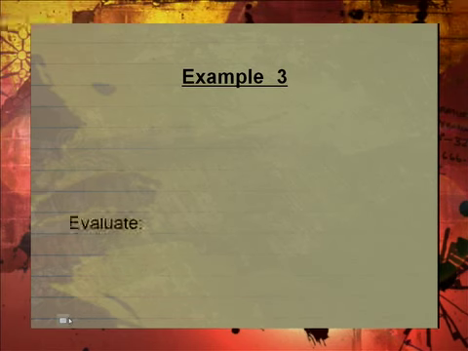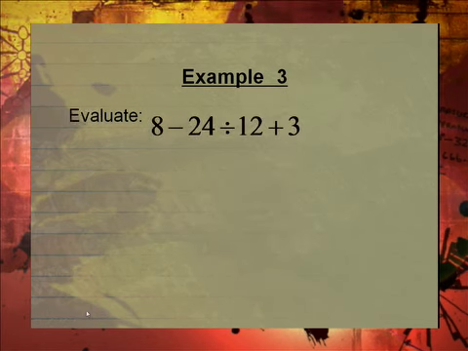Example 3, we're still evaluating. This is the main idea again. We have 8 minus 24 divided by 12 plus 3. If you look at this, how many operations do we have? We have subtraction, division, and addition, 3 of them. You can't just do any one you like first. We need to follow the rules. The rule says the order of operations, we need division first. You're dealing with the numbers around division, which are 24 and 12.